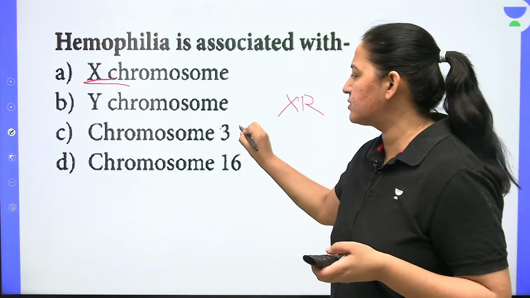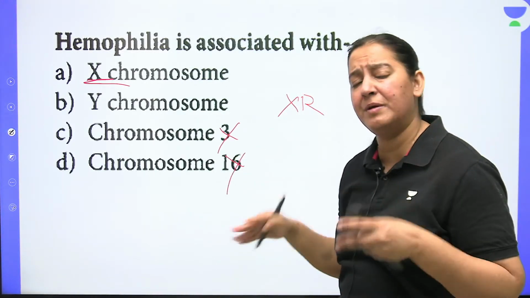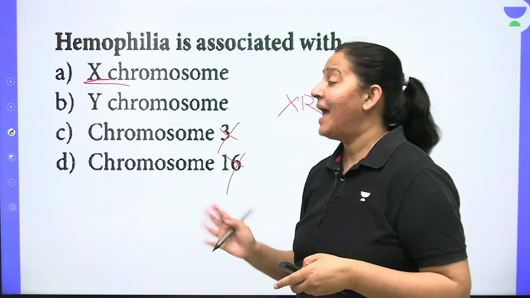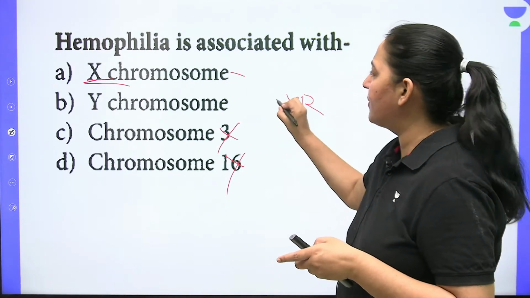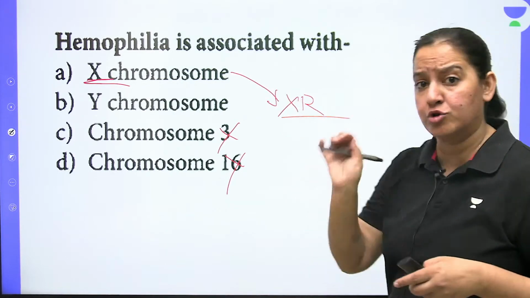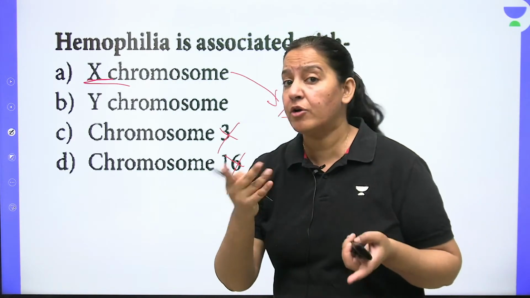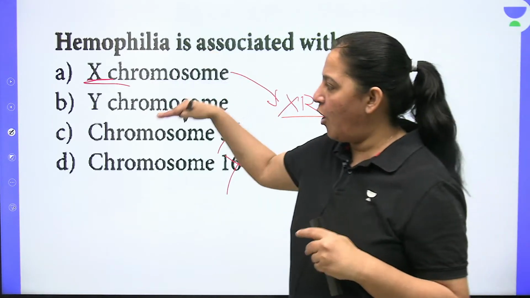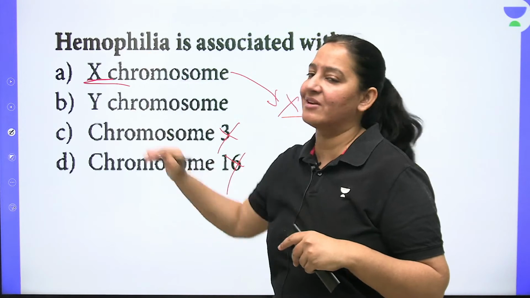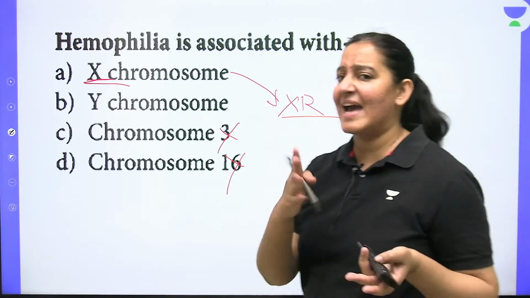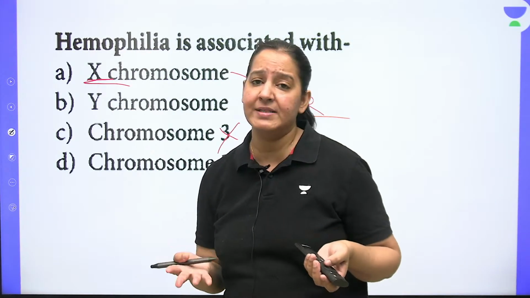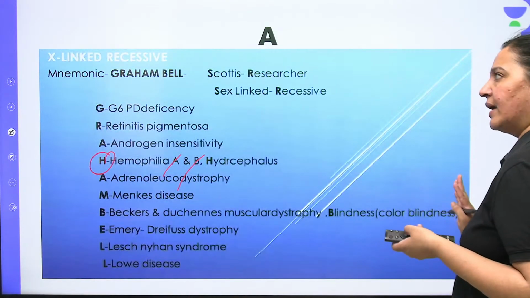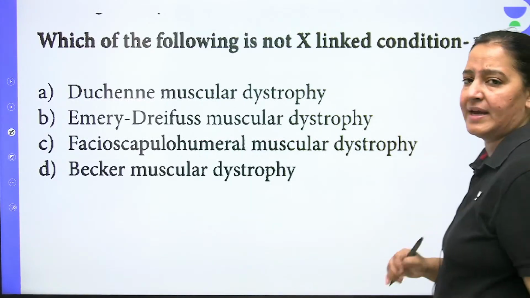So it is not associated with any particular chromosome number. It is associated with the sex chromosome, X-linked. And if you ask me further, is it X-linked dominant or recessive? My answer is recessive, not dominant. So the question would be better if two options were X-linked dominant and X-linked recessive. Everyone knows hemophilia is X-linked, but some students get confused whether it is dominant or recessive. So the answer is X-linked recessive. The correct answer here is A. Let me move on to the next question.